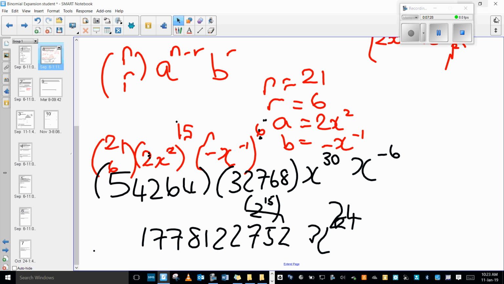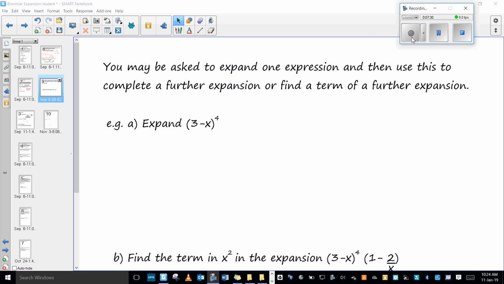Alright, so you may be able to expand one expression and then use this to complete a further expansion or find a term of a further expansion. So, here we go, expand. So, we've got to expand. We're going to expand this bad boy, and we're expanding the whole thing.